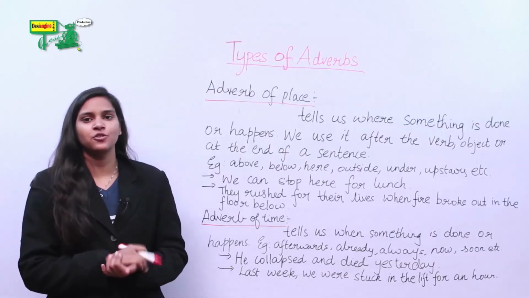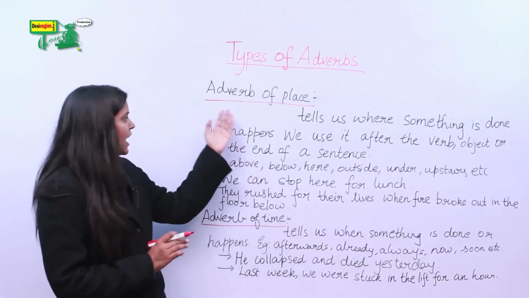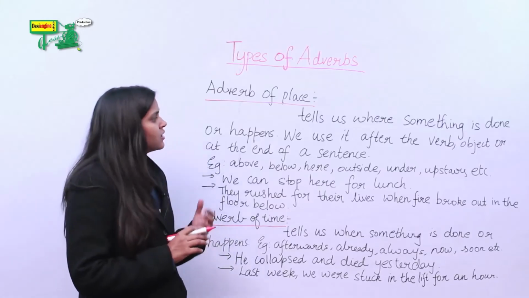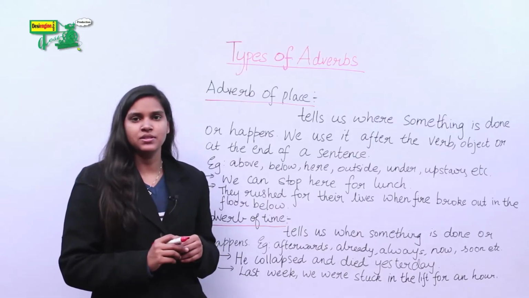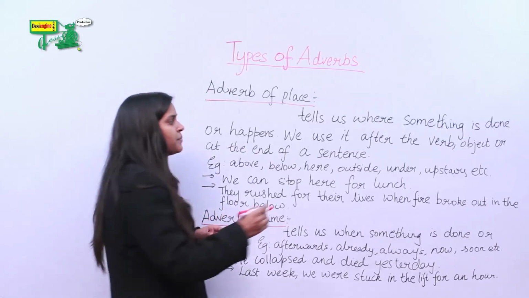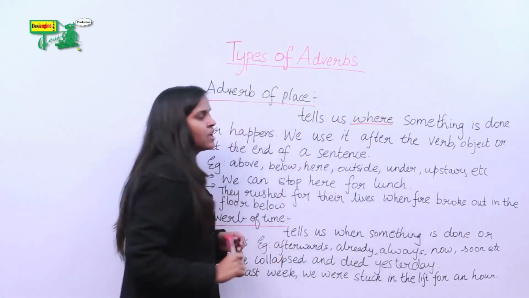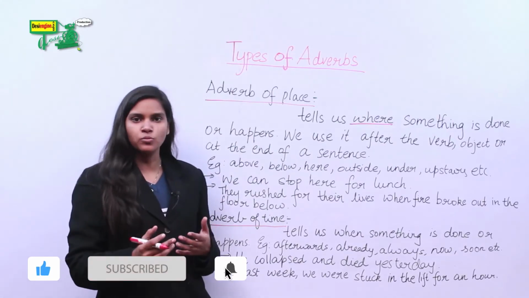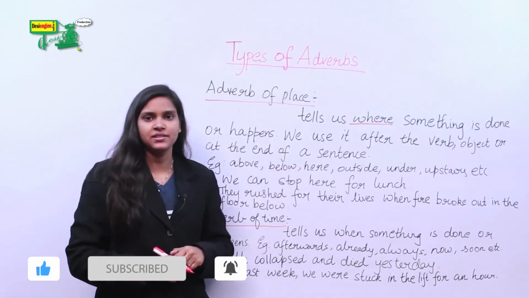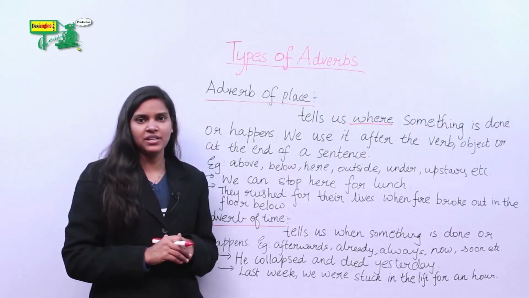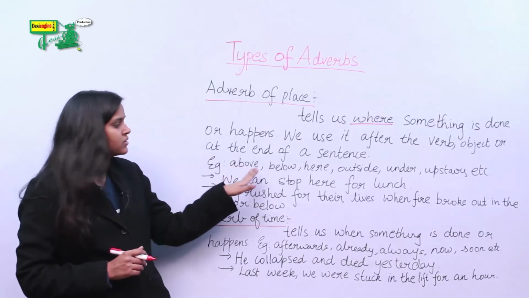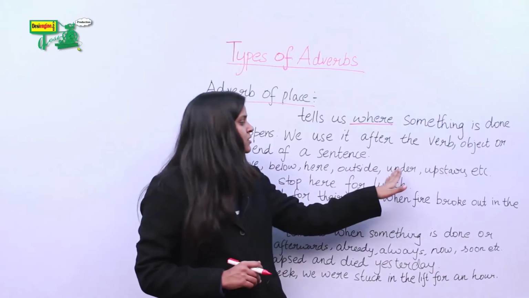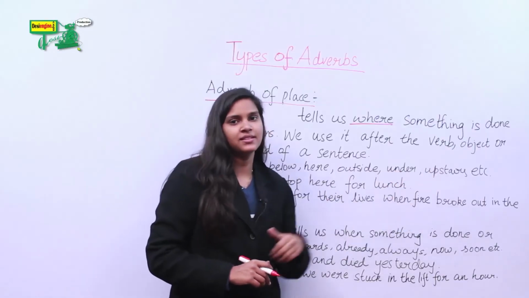Let's do the first kind of adverb, and that is adverb of place. Adverb of place basically tells us where something is done or happens. The key word over here is where. And adverb of place is generally placed after the verb, object, or at the end of a sentence. Examples of adverb of place are above, below, here, outside, under, upstairs, etc.